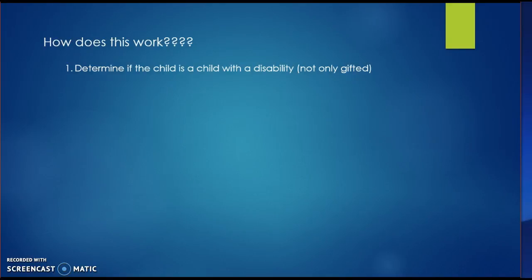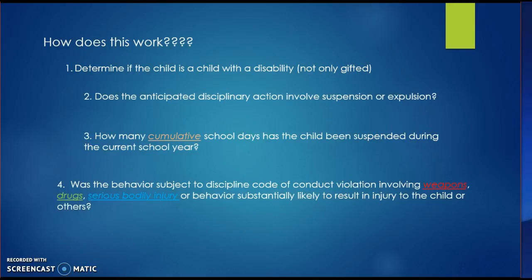The second thing we do, we consider, does the anticipated disciplinary action involve suspension or expulsion? If it doesn't, then you're finished with this part. Follow the behavior intervention plan that you have set up in the IEP, or set one up so that the student is taught how to begin to self-discipline. If the disciplinary action does involve suspension or expulsion, keep reading, because now we're to number 3.